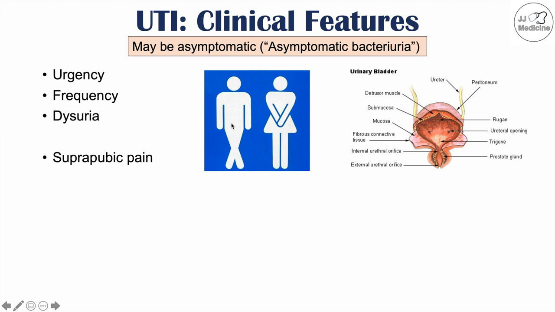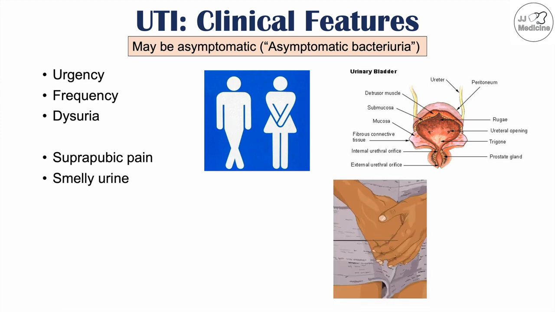There may be pain in that area due to irritation of the bladder. There can be some smelly urine. This can be due to bacteria in the urine or pus in the urine. There can be hematuria, which is blood in the urine. So those can be some features of a UTI as well. Urgency, frequency, and dysuria are going to be the classic symptoms though.